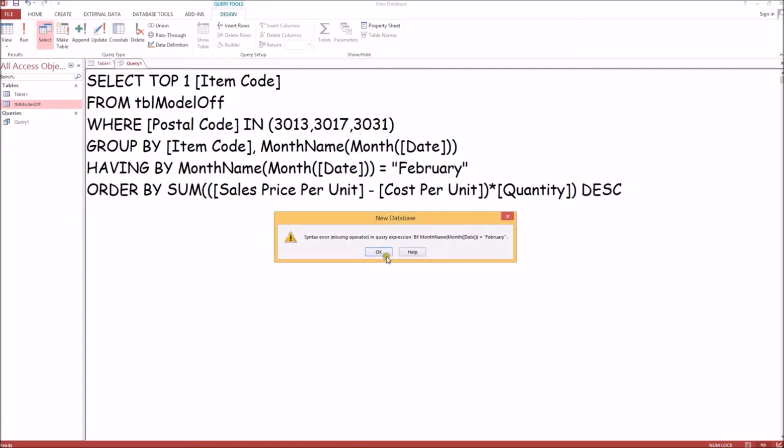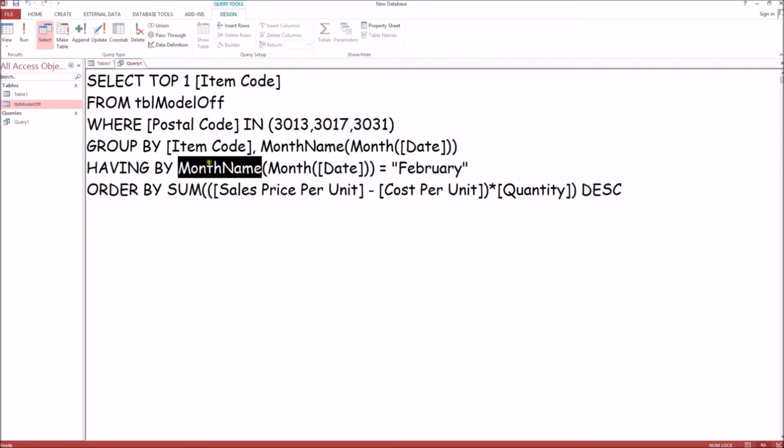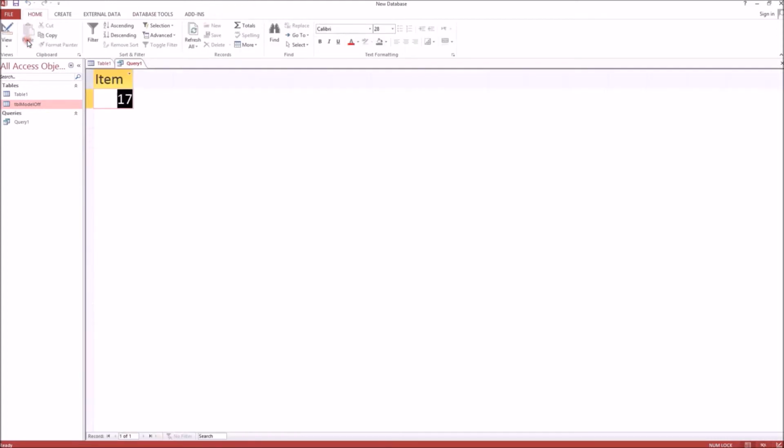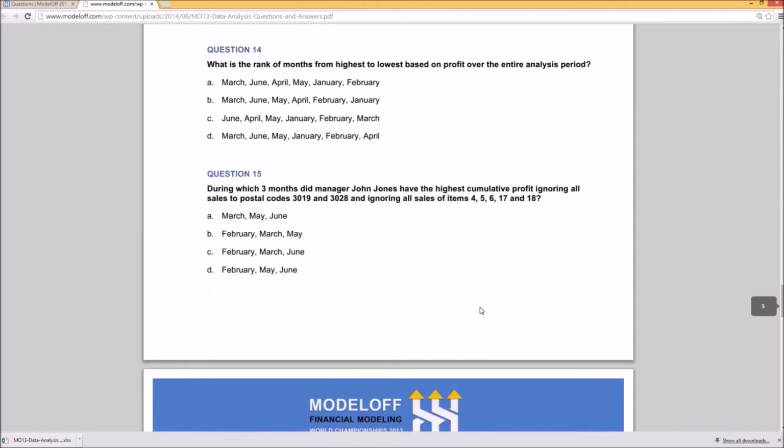And when we run it, getting an error message, month's name, oops, I don't need the having by, I actually just need having, close. So let's rerun. The answer is 17 or C. Question 14. What is the rank of months from highest to lowest based on profit over the entire analysis period?